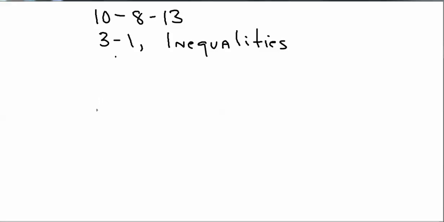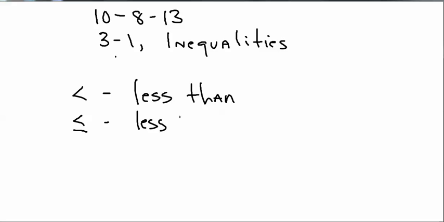Alright, let's start off with the symbol itself. That one is called, good, less than. And that one is called less than or equal to.